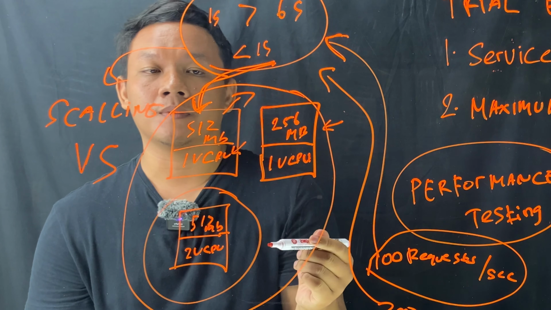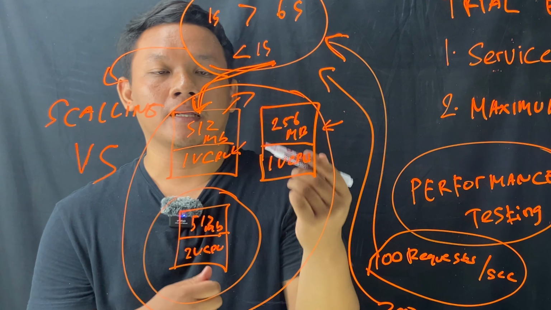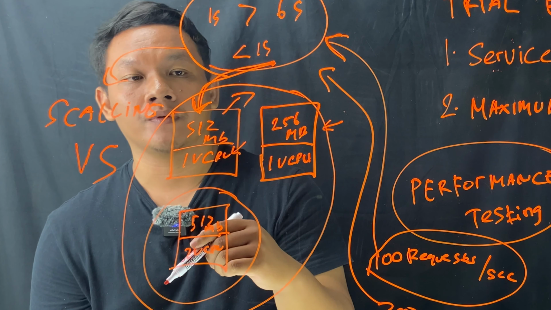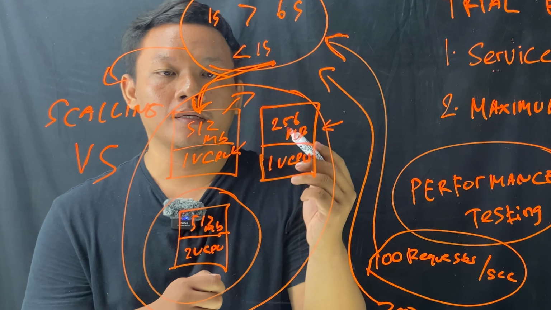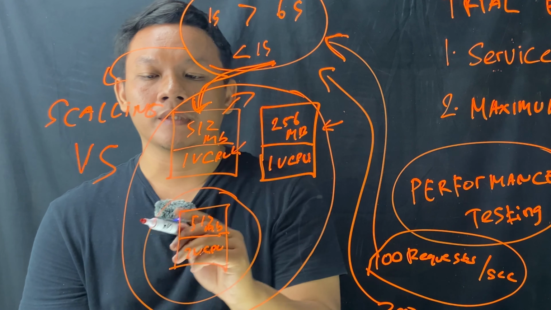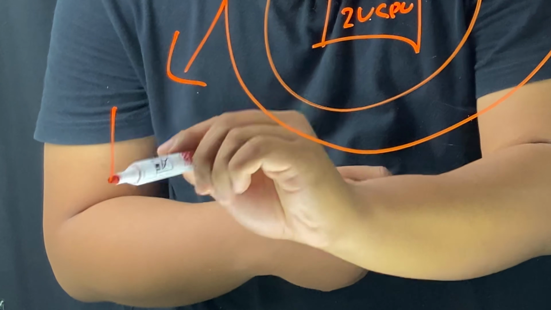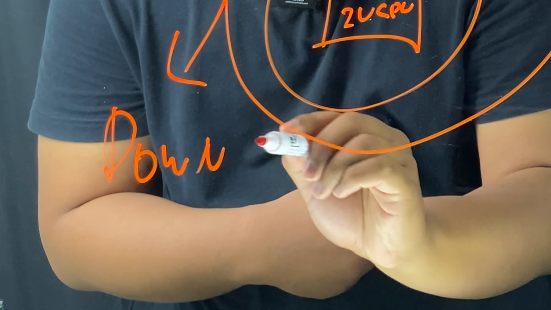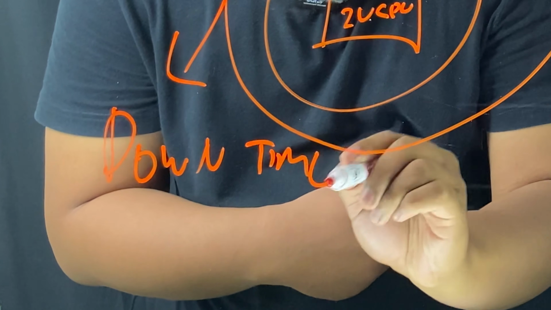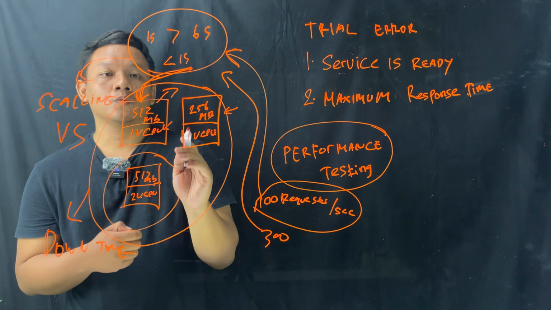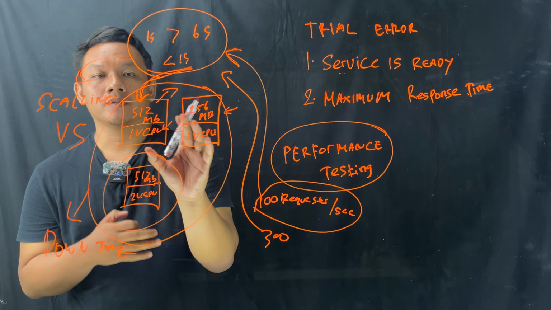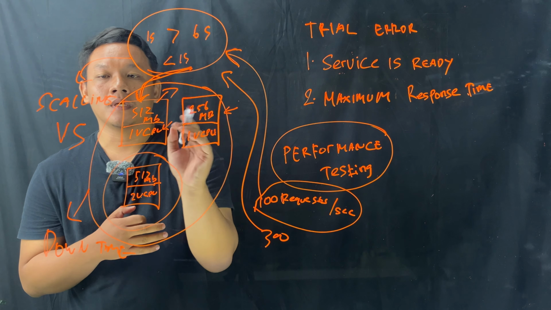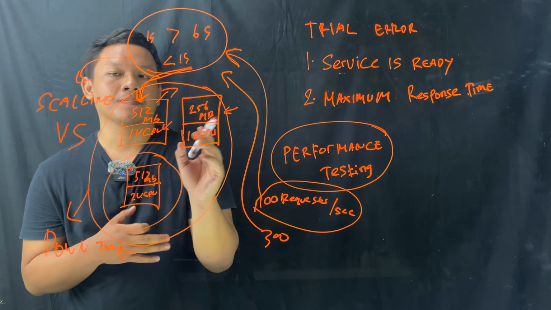But this is not easy because for this kind of scaling, you have to turn off your service, which is the virtual machine, scale it, and turn it on again. So it will take a downtime to do that. That's why we really do not recommend running your service under VPS or virtual machine because of this specific problem.